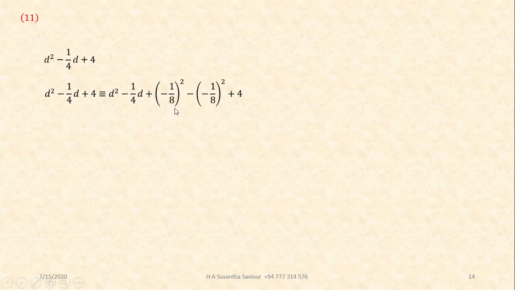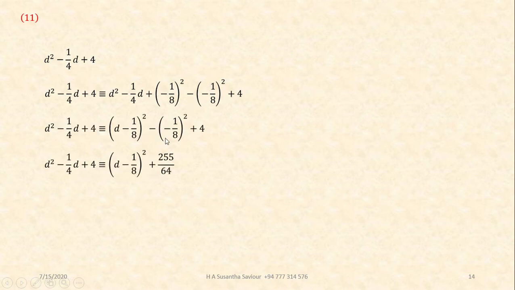So you take 1 over 8 and square, and add then subtract. Then these three terms could be taken as d minus 1 over 8 squared, minus 1 over 8 squared plus 4. So this could be simplified as d minus 1 over 8 squared plus 255 over 64. So this is the complete square format of this one.